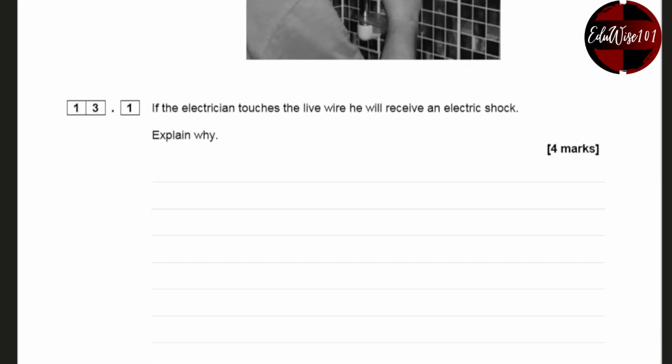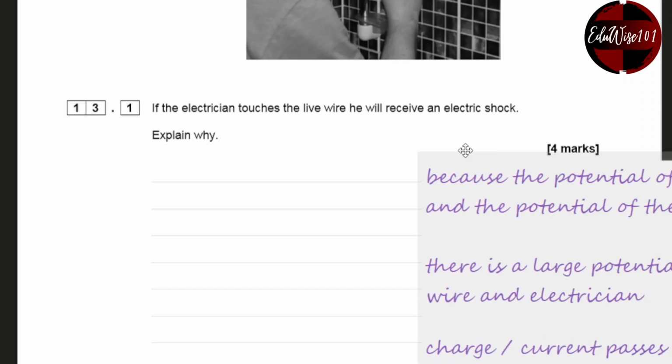Now the live wire has a potential difference of around 230 to 240 volts. Now our body has zero potential difference, which means current always goes down a potential difference. So the current will actually move from the wire to the person, and that would result in an electric shock.